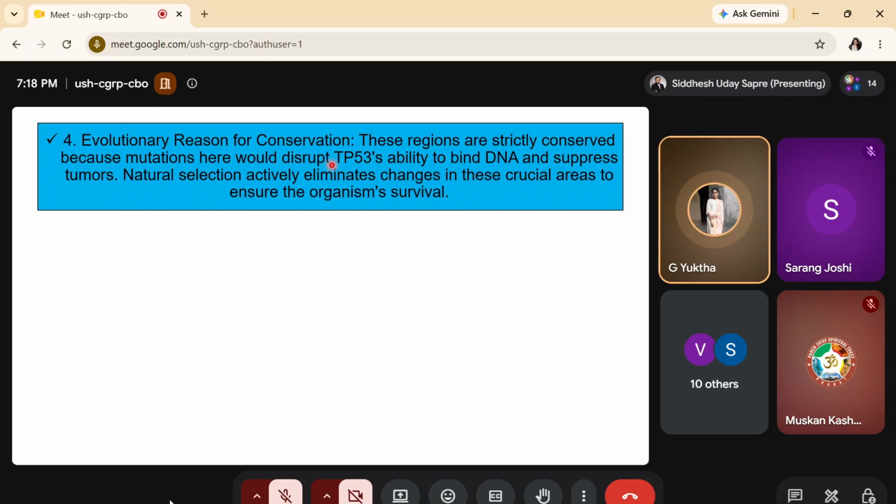Why are these regions conserved? Since TP53 is involved in essential cellular processes, mutations in important functional regions can be harmful. So these regions have remained largely unchanged throughout evolution due to natural selection.